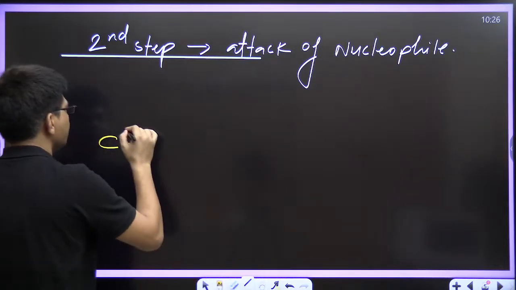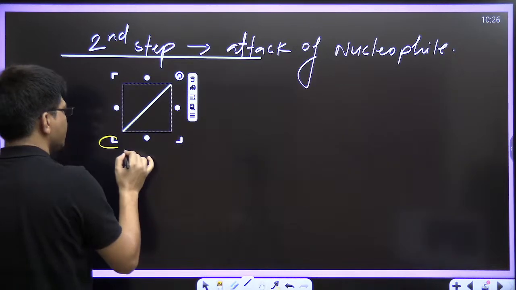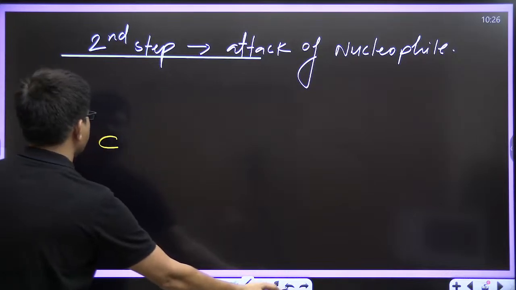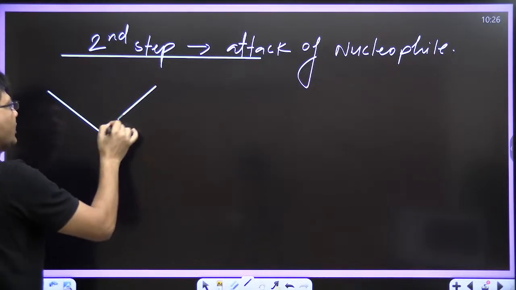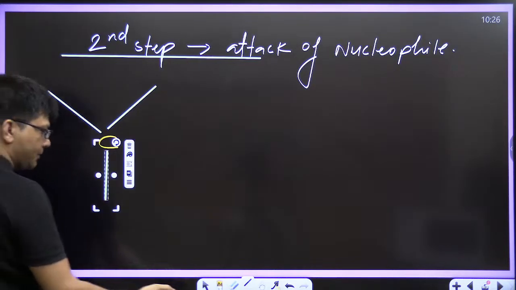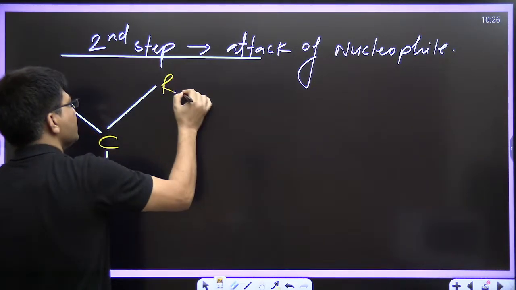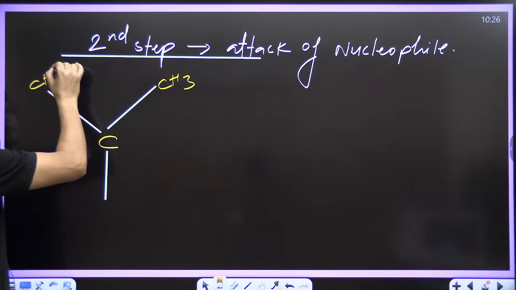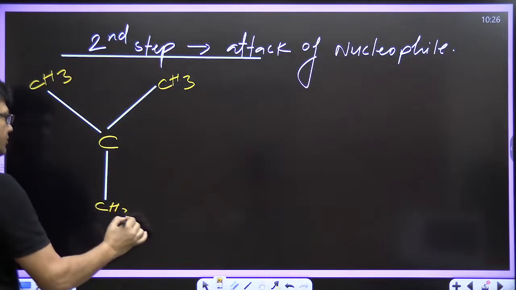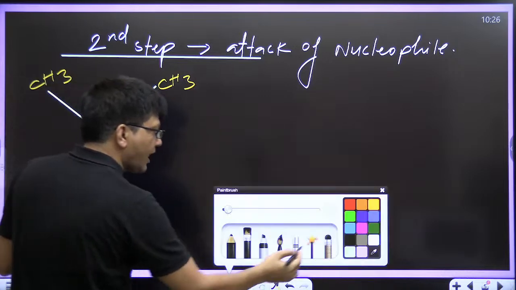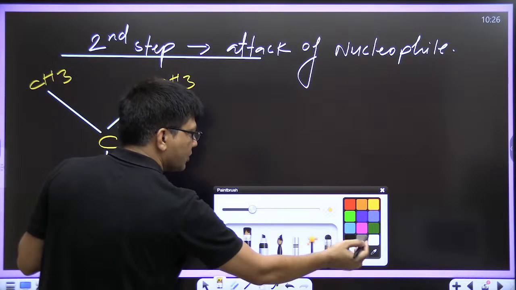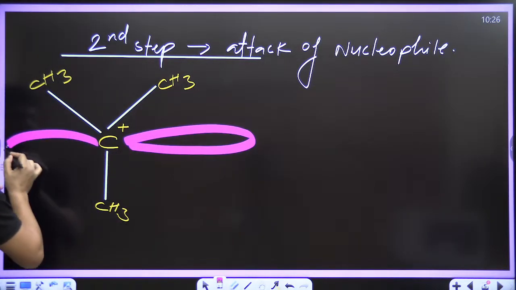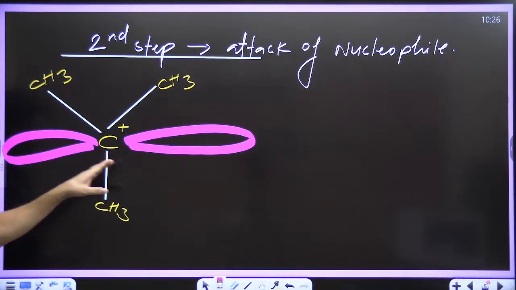See, this is carbon, this is one valency, this is another valency, and this is the third valency. Always think like that. Whenever the carbocation is there, you have to think like this. And because R was CH3, this is CH3, this is CH3, and this is also CH3, and this carbon is having a positive charge, and it is having a pure p orbital like this.